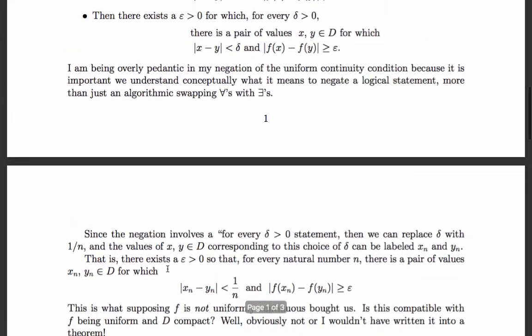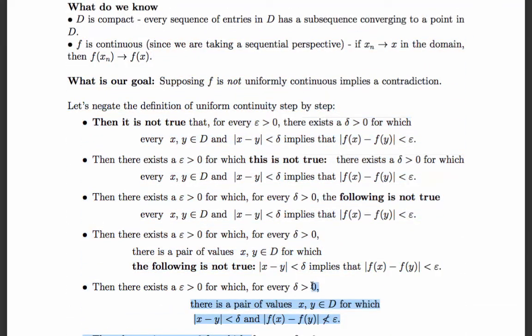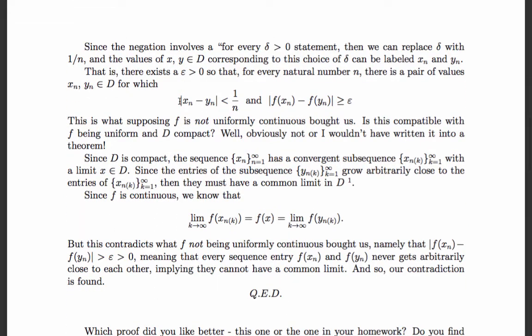Now, in this last bullet, there's a for every delta. Whoa. The notes almost try to run away on me. For every delta greater than 0. Every single delta. In other words, every positive number. Well, 1 over n is a positive number if n is a natural number, right? 1, 2, 3, 4, and so forth. So, for every 1 over n, there are values x and y in D that correspond to the choice of delta. Let's label those values xn and yn.